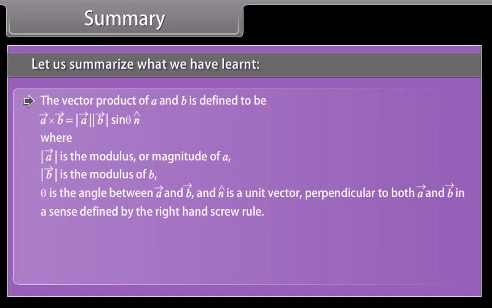The vector product of A and B is defined to be vector A cross vector B, which is equal to magnitude of vector A into magnitude of vector B into sine of theta in the direction of n cap, where magnitude of vector A is the modulus or magnitude of A. Magnitude of vector B is the modulus of B. Theta is the angle between vector A and B, and cap n is a unit vector perpendicular to both vector A and B in a sense defined by the right-hand screw rule.